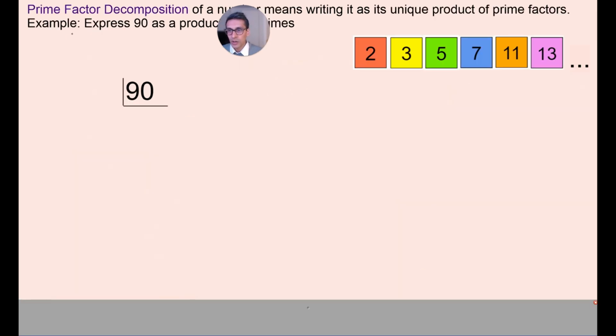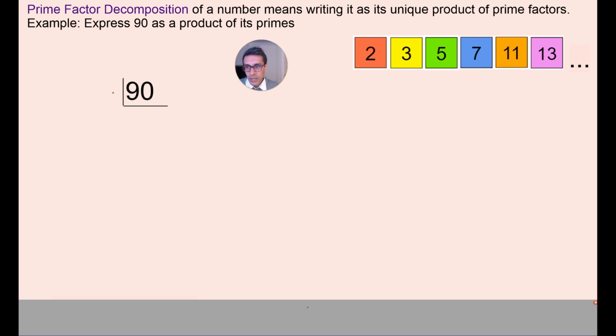Okay, let's do another example here. Can you write 90 as a product of primes? If you're confident, you can have a go first. I'm going to just make a go with this now. So if you want to practice it, try it yourself first. Okay, here comes the answer example.